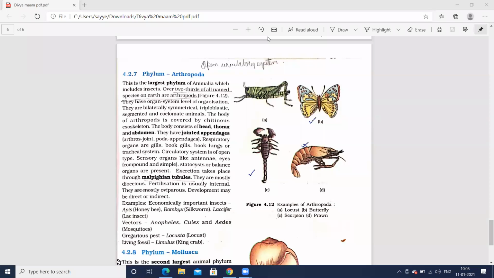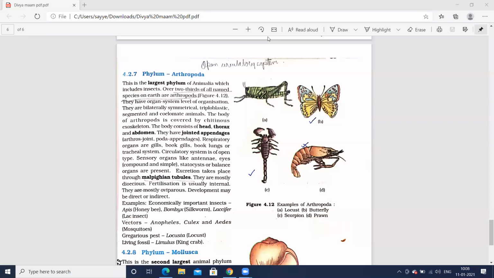Excretion takes place through Malpighian tubules. They are mostly dioecious. Fertilization is usually internal and they are mostly oviparous. What is oviparous? Beta, oviparous, viviparous, everybody knows. I know that you know, but you people don't want to speak out. Okay? अच्छा, there is a word Malpighian tubules. इसको भी एक बार जल्दी से समझ लेते हैं.